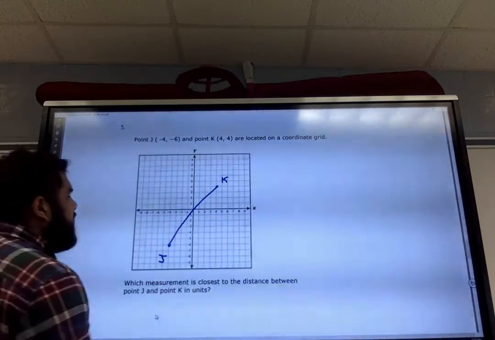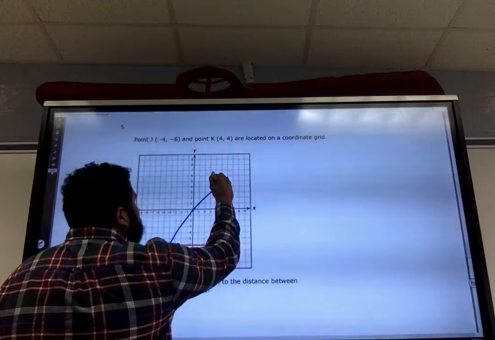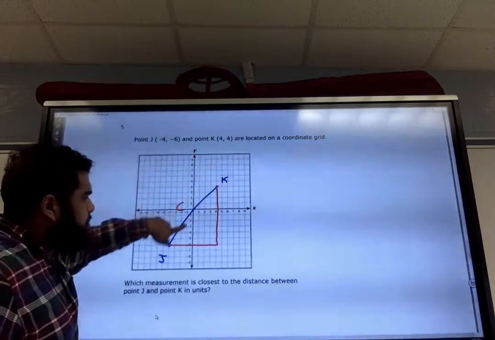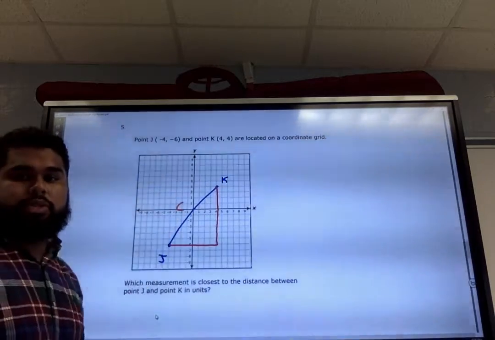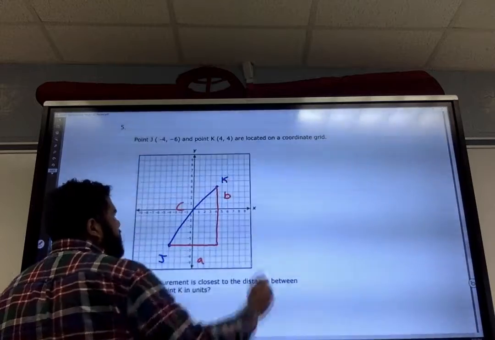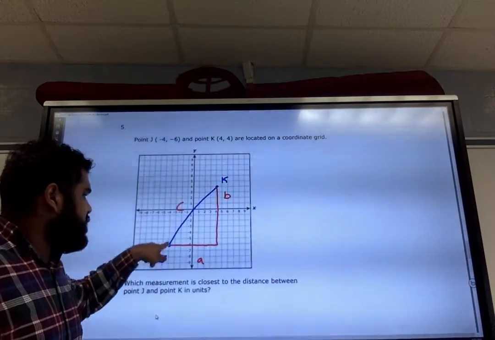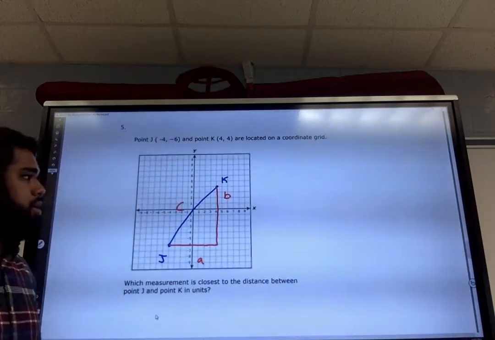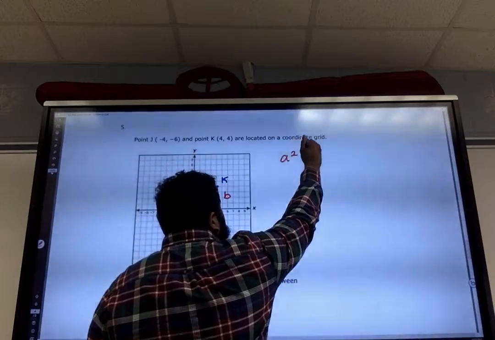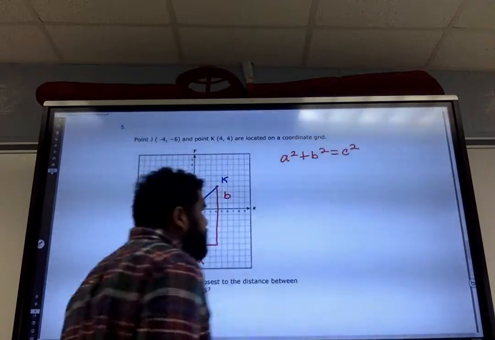Well, if I connect the 2 dots with lines that would create a right triangle, now I can find the line, because this is the hypotenuse. This is what C equals. This is going to be A, and this is going to be B. Remember, J and K are not part of the equation. These are just points J and K like it says in the problem. So now we're going to use the formula, A squared plus B squared equals C squared.